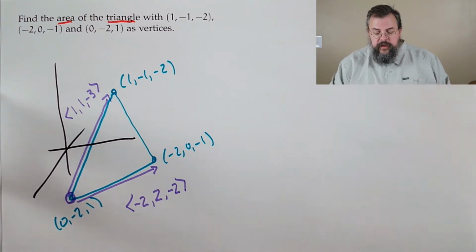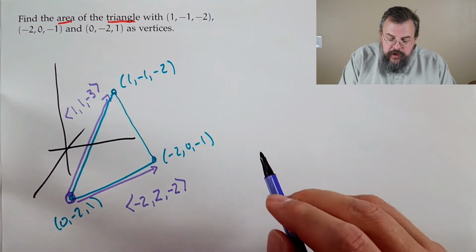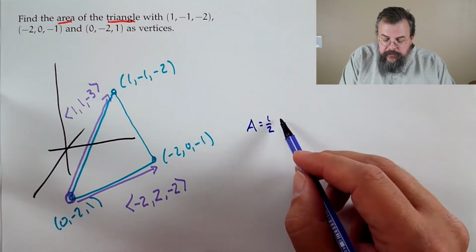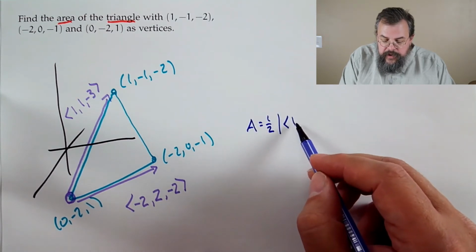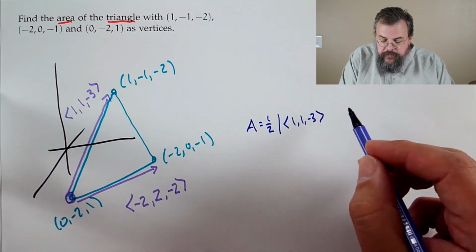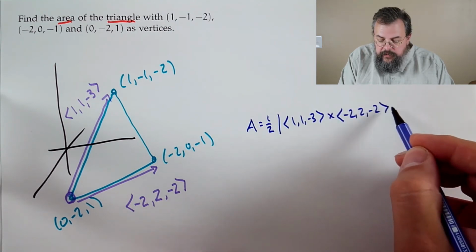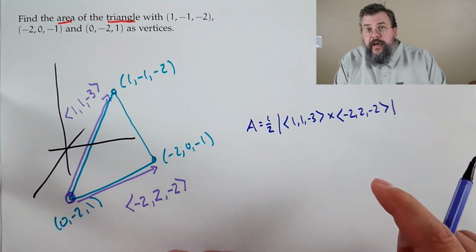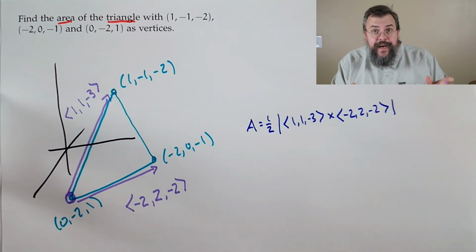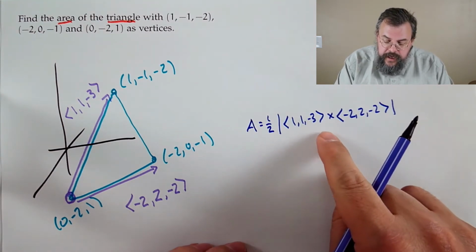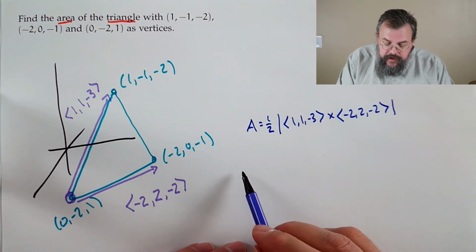So what happens here? Well, the next thing to do is we say, we know the area is going to be 1/2 the magnitude of the cross product of these two. So that's what we're going to find. We're going to figure out the cross product of these two vectors, the magnitude of that, and then multiply it by 1/2, and we're done. So the majority of the work now is going to be, what's the cross product?